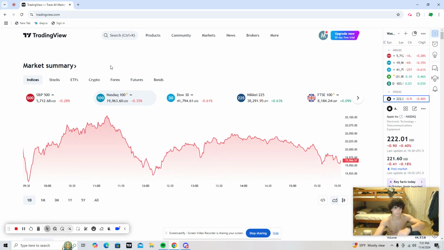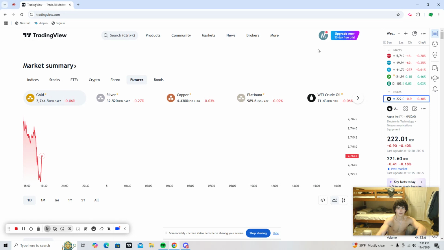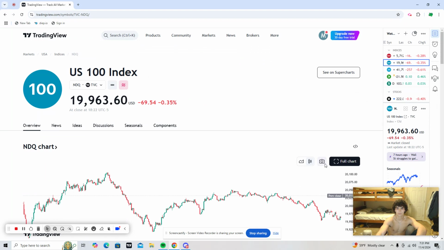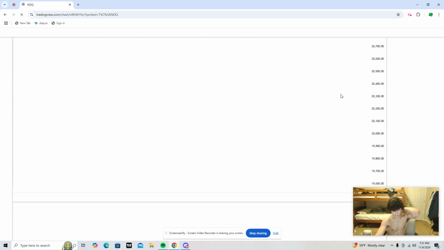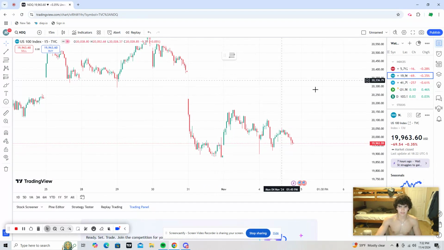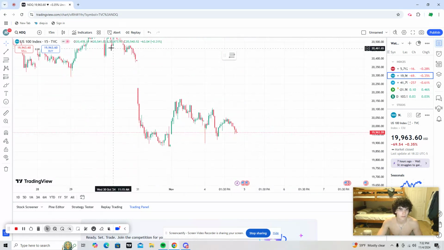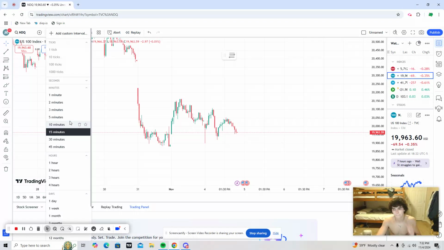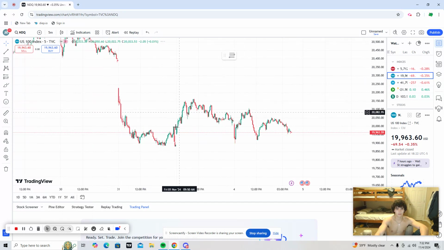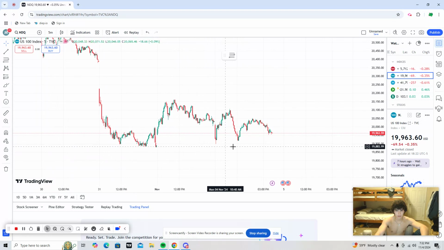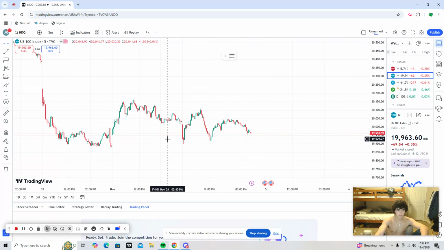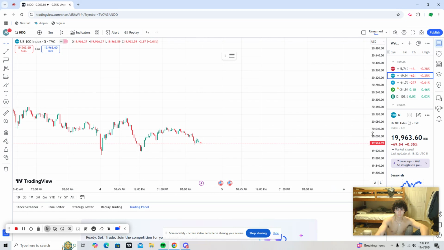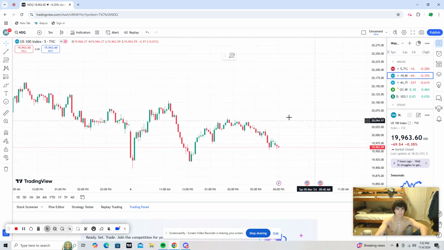But yeah, we're trading the Nasdaq. Here are the futures. Full chart. All right. Okay, so today's trade, we made $800. I took a little scalp after my TikTok. So pretty much this is how I made my money.